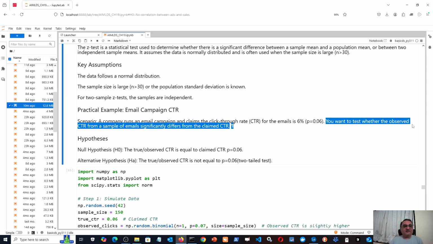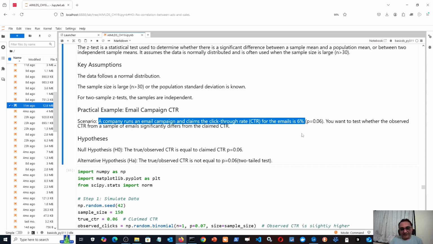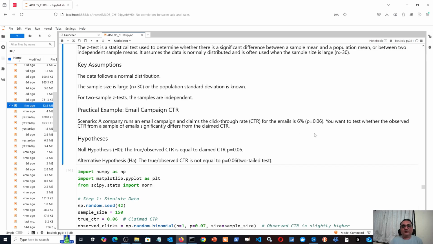Now you want to test whether the observed click-through rate from a sample of emails significantly differs from the claimed click-through rate. So if the marketing company claims that according to our designed marketing campaign, out of every 100 emails you send, 6 will be opened, and in those 6 you will get significant clicks, meaning you can expect some nice conversion also. So you ask the company to send 1,000 emails and collect the data of how many clicks are occurring. And if the claim is correct, then out of 1,000, maybe 60 should be clicks, maybe higher or lower than that. But is it higher or lower by an acceptable limit?